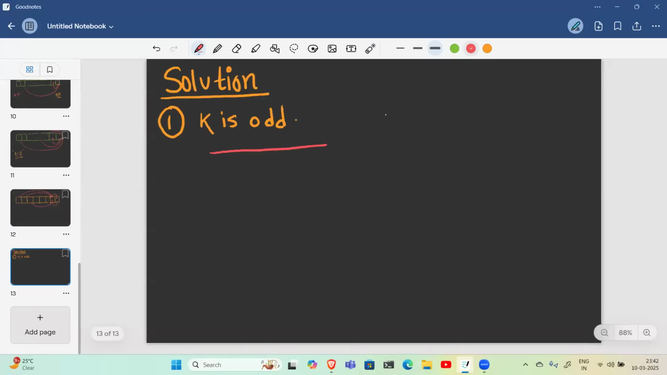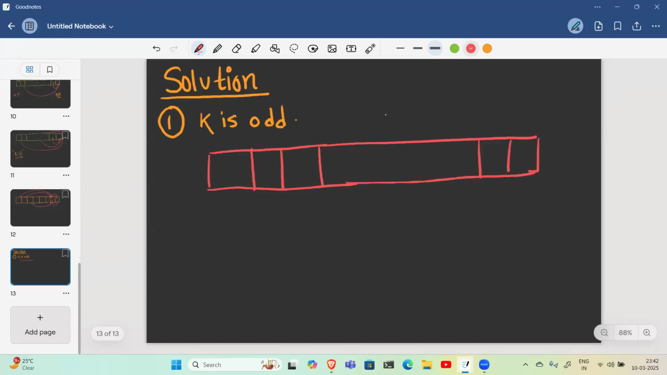So I have this labyrinth, and k is odd. I have this large labyrinth, and it goes on.